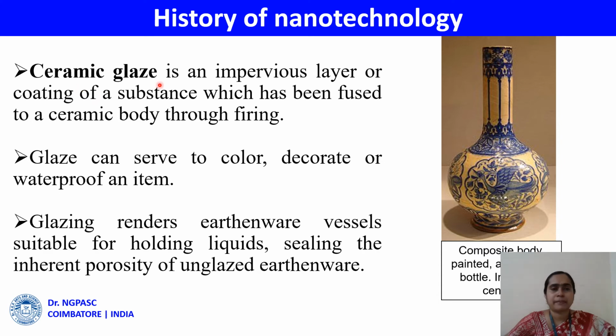Okay, so the ceramic glaze is an impervious layer or coating of a substance which has been fused to a ceramic body through firing. So glaze can serve to color, decorate, or waterproof an item, and it renders the earthenware glazing suitable for holding vessels, sealing the inherent porosity of unglazed earthenware.